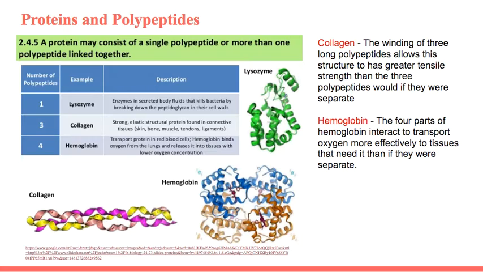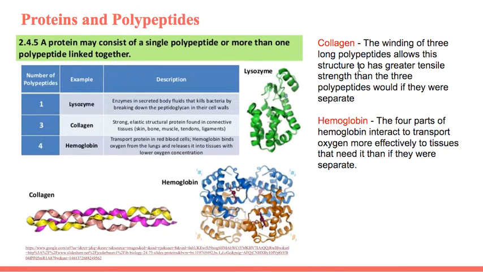Then proteins and polypeptides. You just have to understand that a protein can mean one single polypeptide or a combination of several polypeptides. And these are examples of how a polypeptide can function on its own, but most likely a lot of functional proteins combine with each other and form the quaternary structure of proteins. So examples are collagen and hemoglobin.